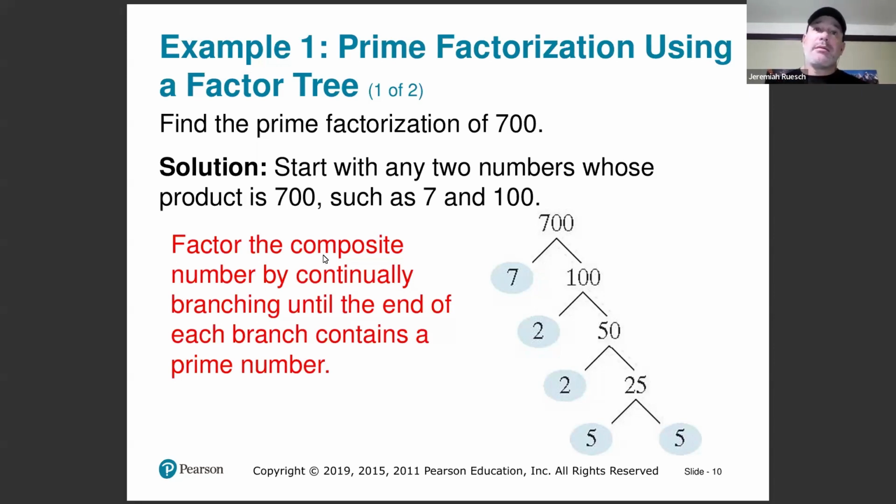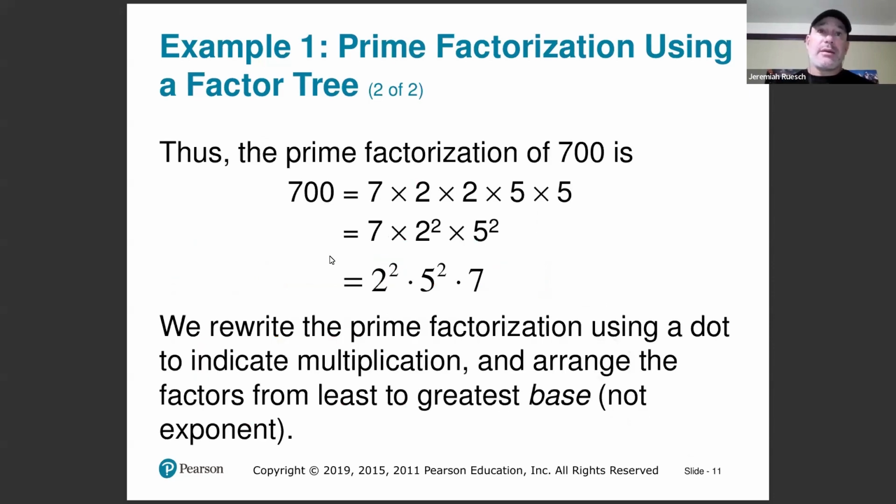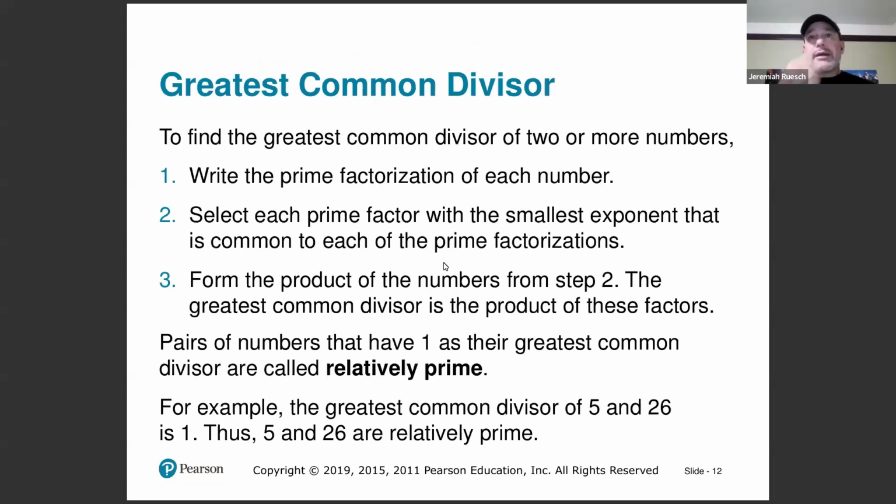The repeated values of each of these means that we can write this more compactly as 7 times 2 squared times 5 squared, or 2 squared times 5 squared times 7 if we wrote them in increasing order. So this is the prime factorization of 700, where the powers indicate multiple factors of that prime number.